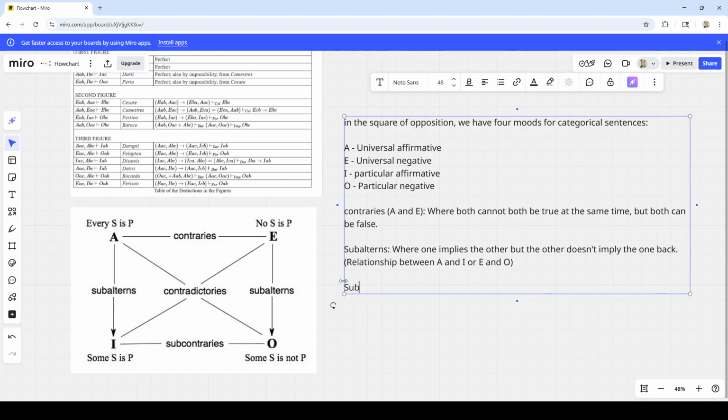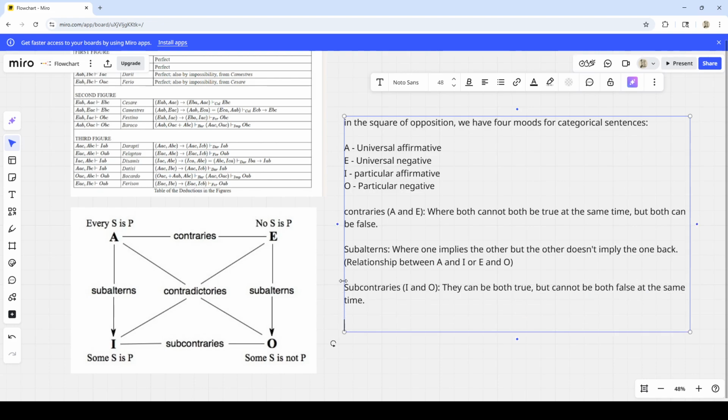Now, subcontraries, which is the relationship between I and O, can be both true, but cannot be both false at the same time. And so that is really just a general relationship. A contradicts O, I contradicts E, right? So that is the general relationship between the moods of categorical sentences.